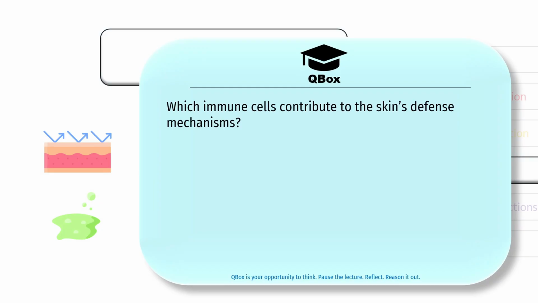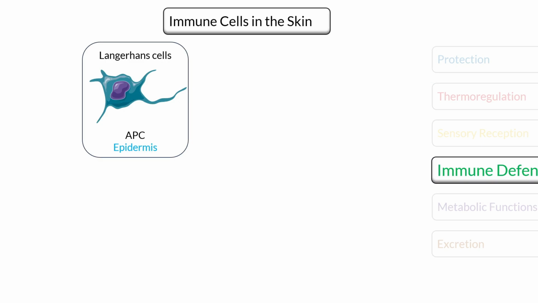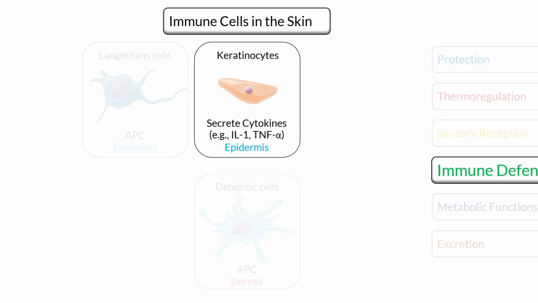Which immune cells contribute to the skin's defense mechanisms? Langerhans cells, found in the stratum spinosum, are a subtype of dendritic cells and act as antigen-presenting cells. Dermal dendritic cells also act as antigen-presenting cells, particularly in the deeper skin layers. They capture foreign antigens and migrate to regional lymph nodes to activate T cells. Interestingly, keratinocytes can be considered as immune cells because of their cytokine secretion.